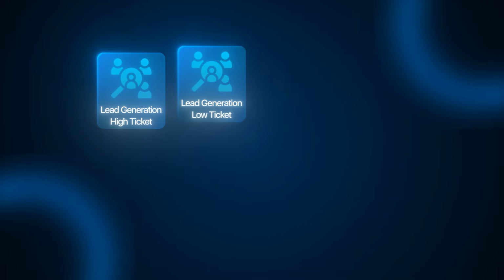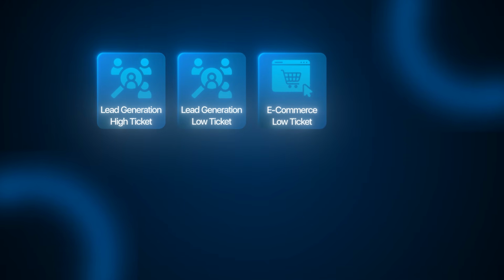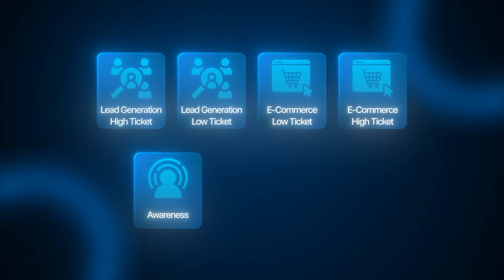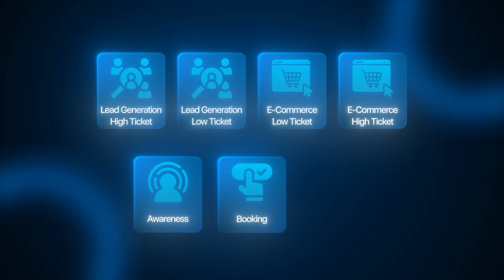Now this is a very important section because if you overall look, there are not many major types of clients for which you have to learn how to think basically. So there is, let's say, lead generation high ticket, lead generation low ticket, e-commerce low ticket, e-commerce high ticket, awareness, some want bookings, WhatsApp campaigns. So we will discuss most of them.